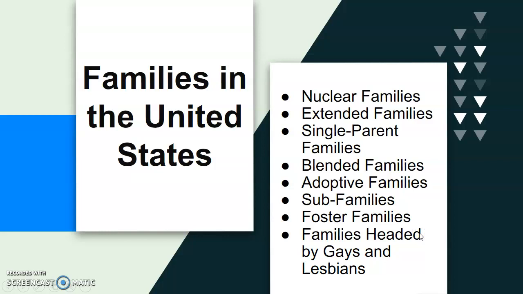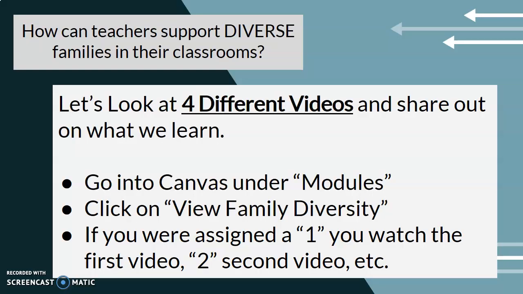So families in the United States, here are some examples of what our book talks about: nuclear families, extended families, single parent, blended, adopted, subfamilies, foster families, and families headed by gays and lesbians, or the LGBTQ plus community. So if you are not familiar with any of these terms, I want to make sure that you direct your attention to Chapter 2 and look up any of these terms that are not familiar to you.